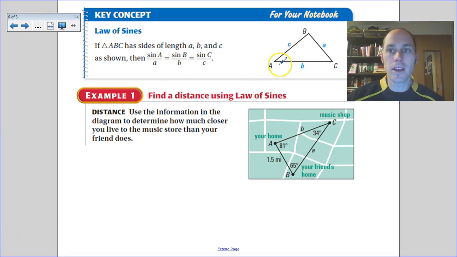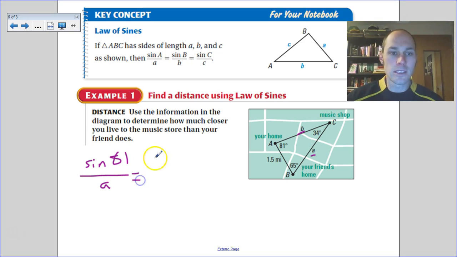So let's take a look at how we can apply the law of sines. We want to figure out how much closer we live to the music store than our friend does. So we need to find out b and a. Let's set up what we know. So sine of A over a, so sine of 81 over a, equals sine of B, which is 65 degrees, over b, which we don't know either, equals sine C, 34, over 1.5.